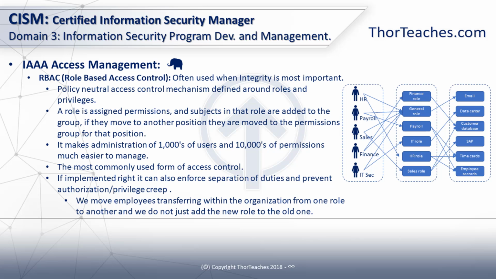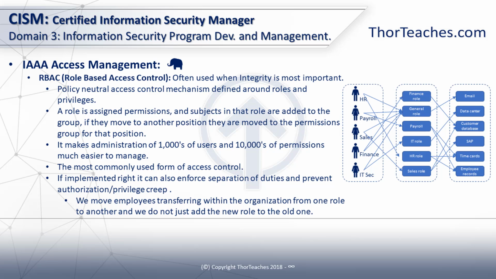So each job role is mapped out to certain permissions. This is by far the most common type of access control, but there is a shift towards ABAC, which we'll cover next. And on top of enforcing the need to know, we also need to ensure that we don't have privilege creep. Privilege creep is when an employee moves to a different role. We assign them the rights for the new role, but we do not remove the old ones.